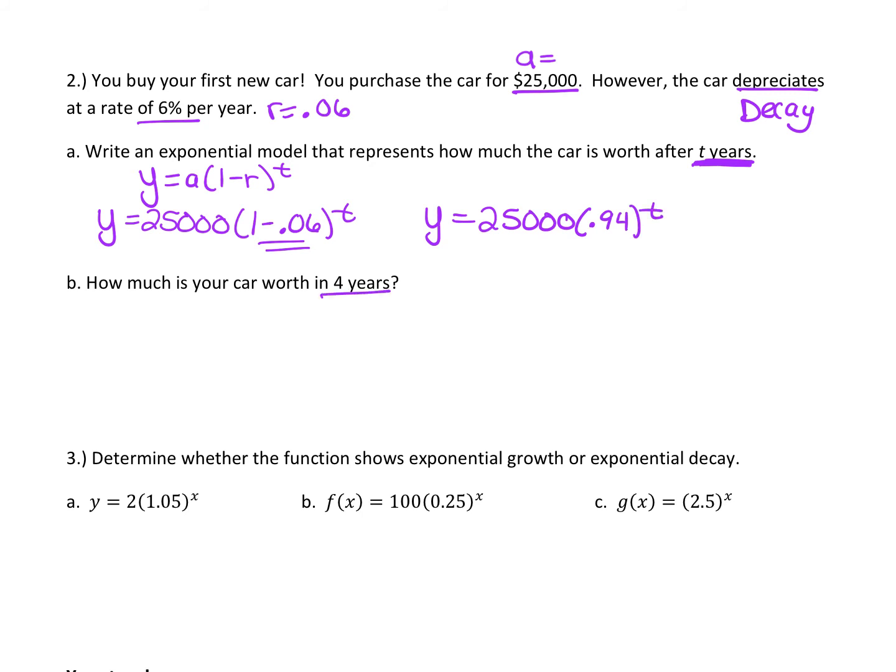Now, how much will the car be worth after 4 years? So I'm going to take that model that I just made in part A, and I'm going to plug in 4 for t. And again, we're still talking about money, so I'm going to round to 2 decimal places. So $19,518.72.